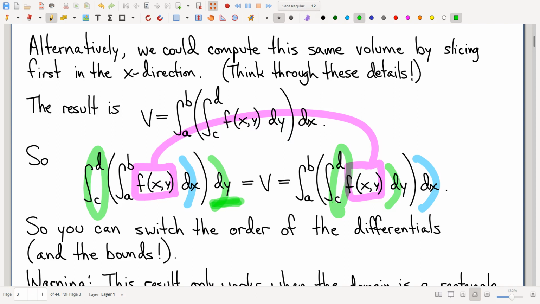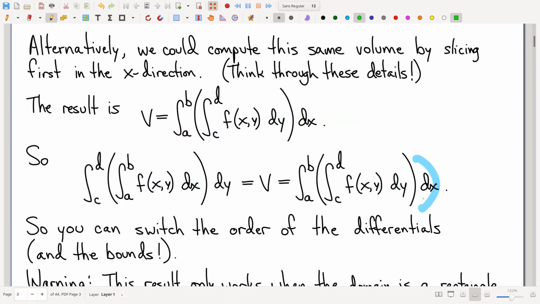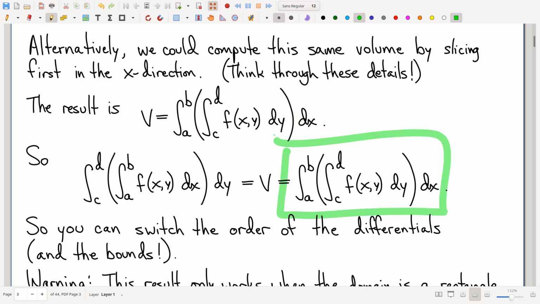After all, the bounds really do go with the differentials. So this, what I'm doing with my hands here, this would be silly, nonsense. That doesn't make any sense at all. That's garbage, right? Obviously, you should switch the bounds with the differentials. So make sure to think through all those details. Go through the slicing argument just like we did, and make sure that you see not only that you get this as a result, but that you understand all the particulars of why you get this as a result.